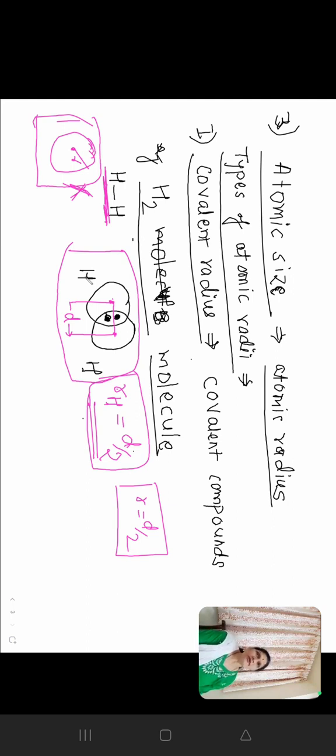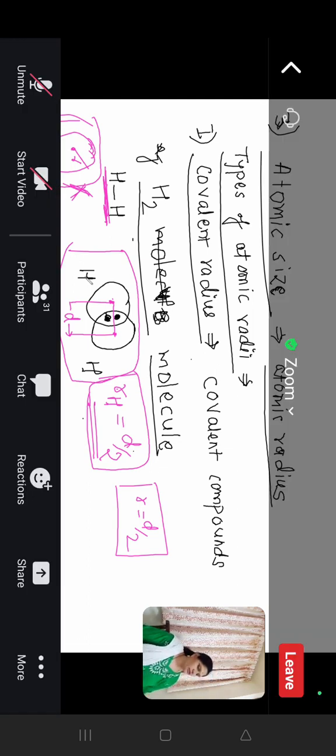But our focus is on what? Our focus is how to measure the atomic radius of a hydrogen atom. So we measure the internuclear distance. What is internuclear distance? Distance between two nuclei. And then divided by 2, you will get the radius of hydrogen. Now write down the explanation for this.